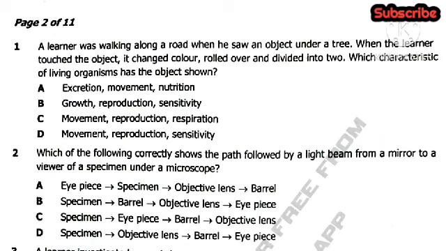Question 2. Which of the following correctly shows the path followed by a light beam from a mirror to a viewer of a specimen under a microscope? Listen, the answer is D. Why? Because light has to come from the specimen, which means the object. It has to enter into the objective lenses, then into the barrel, then the eyepiece. Light does not move from the eyepiece going downwards. No, it moves from the mirror going upwards. The answer is D.